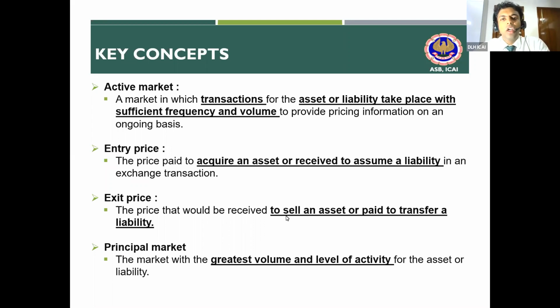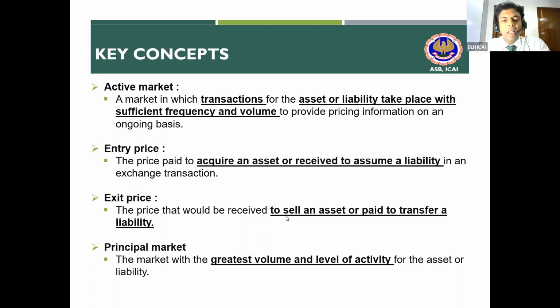So what is the difference? So what is fair market value? Fair market value is nothing but the exit price, right? So whatever amount I receive for selling an asset, whatever amount I need to pay for transferring a liability, that is an exit price.